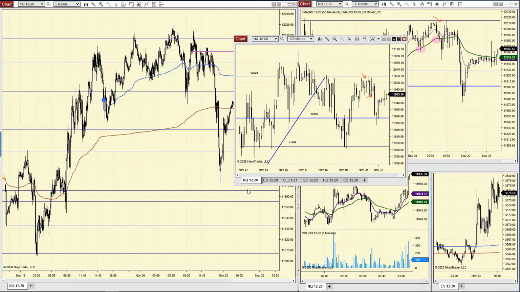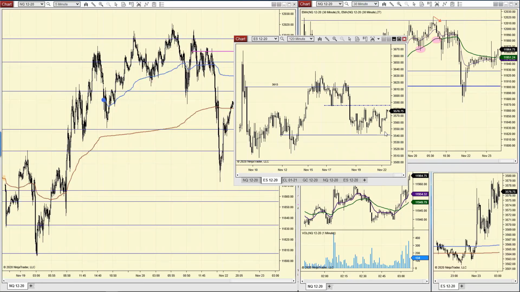I'll just take a quick look at SPOOs. You can see where we're at right now. We need to get above right there, which would be 35.85. That's going to be resistance for right now.